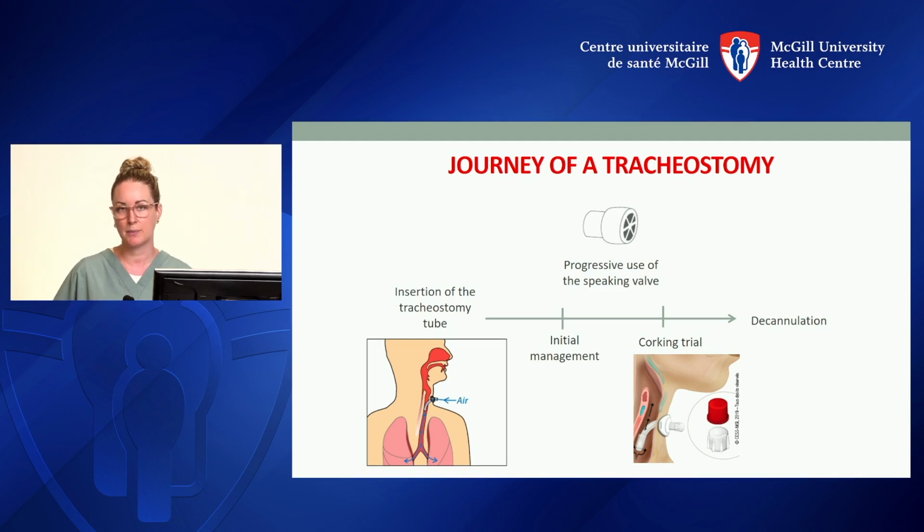There's also the journey where we already know this patient is going to be a long-term tracheostomy patient, so we don't go to the corking trial and we don't end up decannulating them. They will actually be discharged with their tracheostomy tube. And the third trajectory is a long-term trach patient who requires home ventilation or ventilation in an institution.